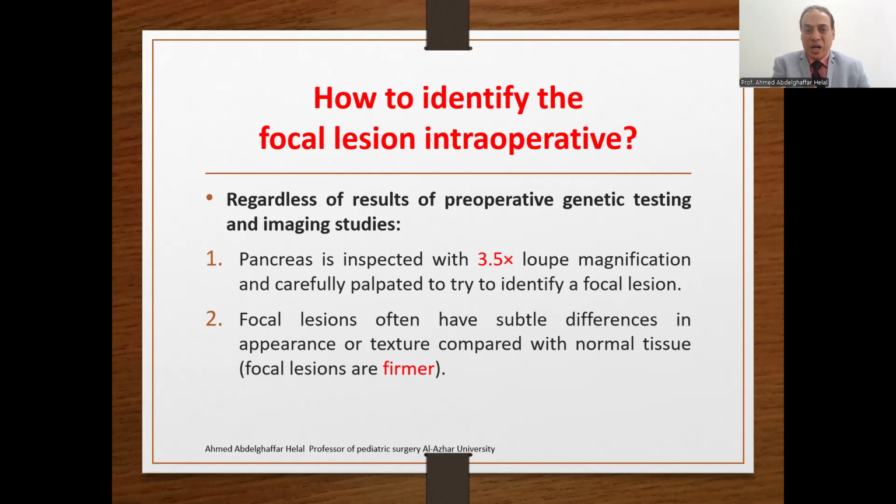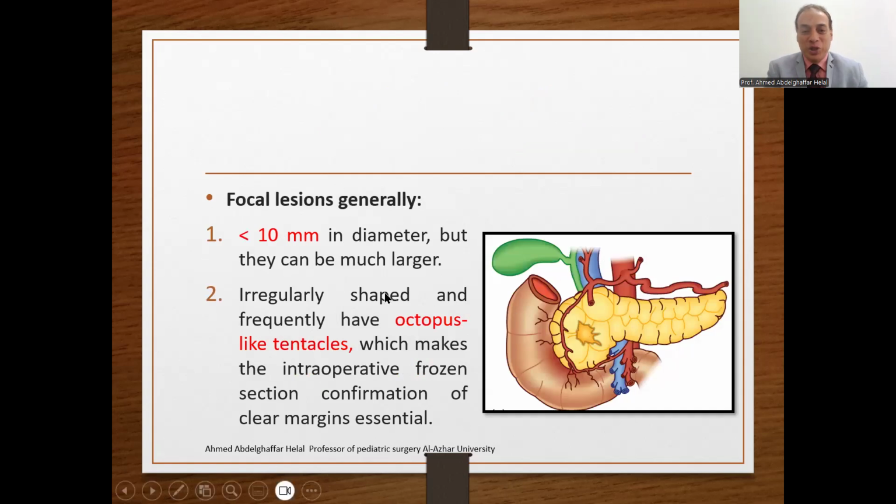The pancreas intraoperatively is inspected with 3.5x loupe magnification or even 4x and is carefully palpated to identify a focal lesion. That's number one. Number two, the focal lesion often has a subtle difference in the appearance or texture compared with the normal tissue. The focal lesion is usually firmer, harder than the normal pancreatic tissue. As we see in this image, the focal lesion is generally less than 10 millimeters in diameter, but can be much larger.